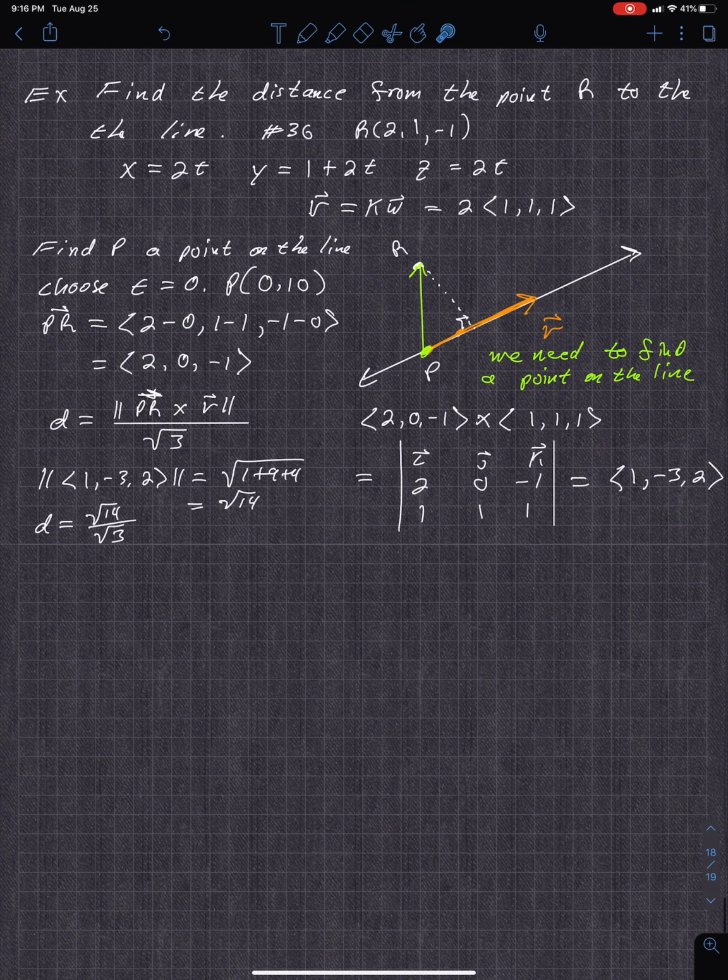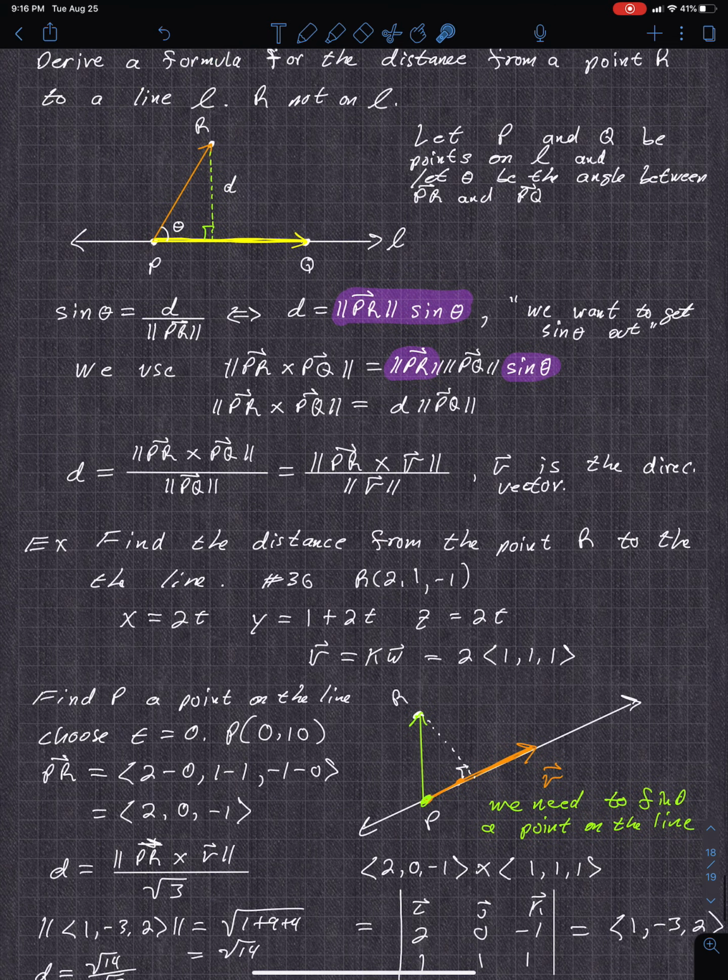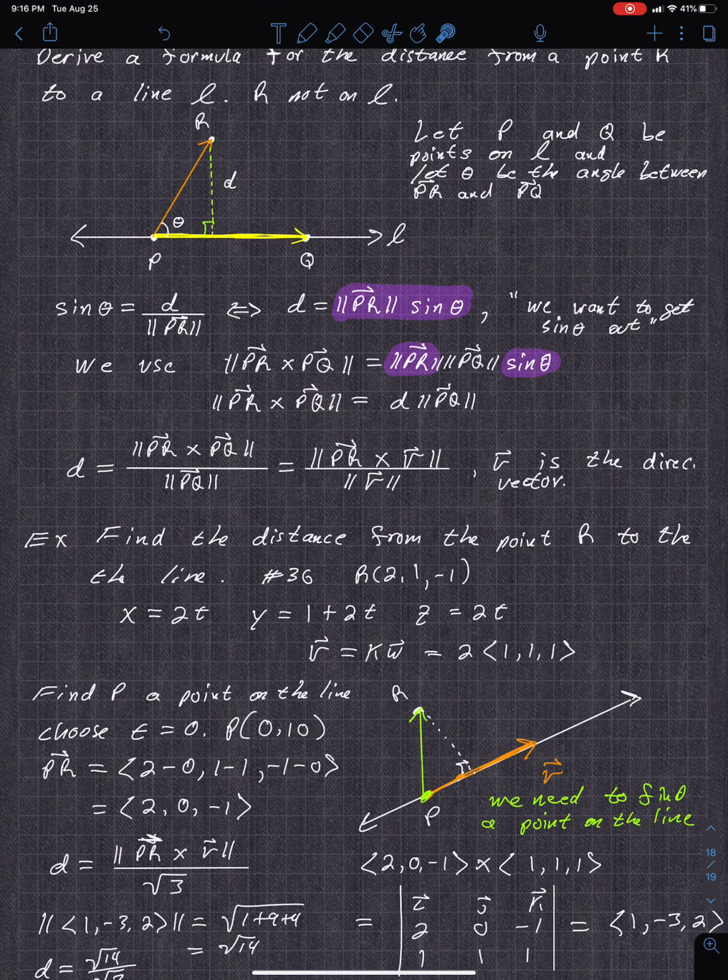Okay, so there's a good application of it. Know how to derive it or something similar. And that's what we need for that section. Okay, planes are next.